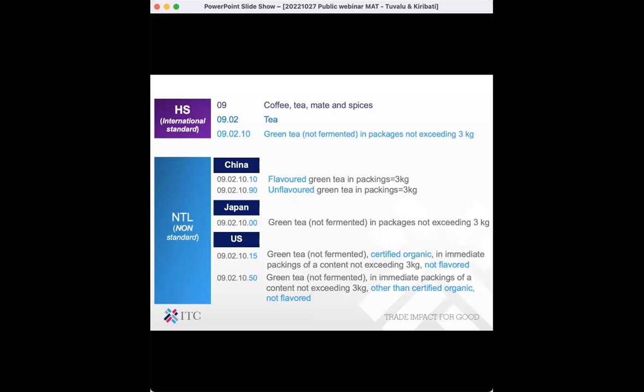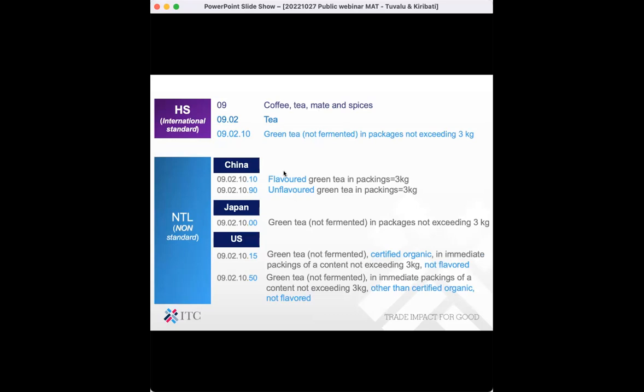I will show you another example of what that might look like. For example, here we're still talking about our tea, and you can see at the top the harmonized system code, so the international standard up to green tea. But then you see the national tariff line codes can go from anything.